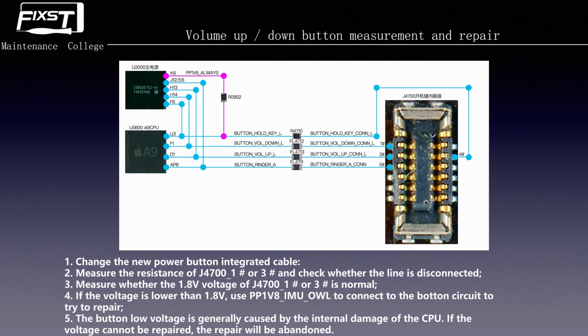If the voltage is lower than 1.8 voltage, we need to use the PP1V8_IMU_OWL line to connect to this circuit to try to repair it. Because the button low voltage is generally caused by the internal damage of the CPU. If the voltage cannot be repaired, we give up repairing it, because the CPU inside has some problem, we cannot change it because the CPU is also included. The CPU is damaged, cannot repair it.